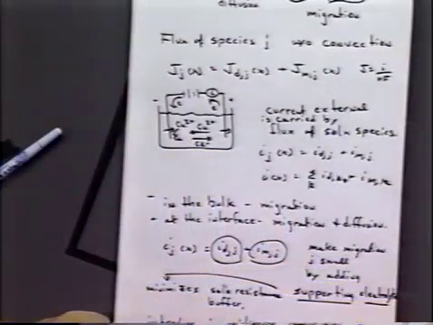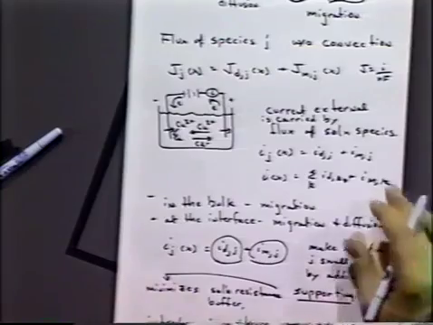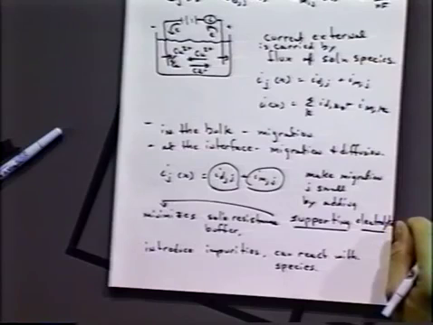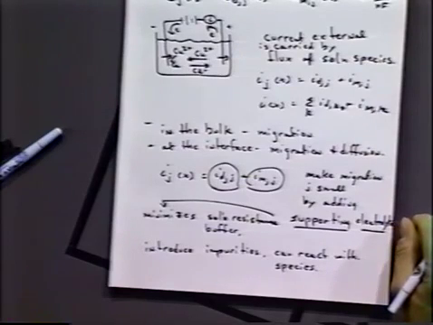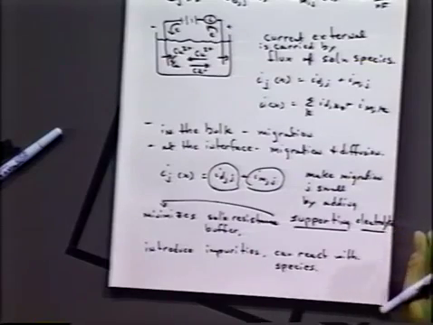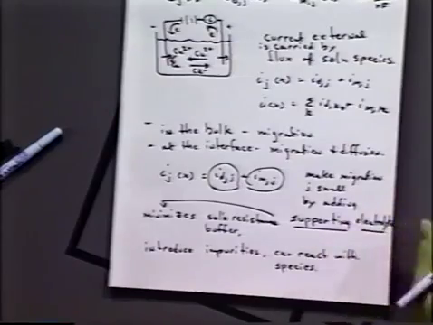It also can react with the species that you're interested in. So you have to be careful that whatever you add as an electrolyte does not undergo some reaction with your species. And likewise, the other thing is often you don't want to add something that can undergo electrolysis, because you may mask the electrolysis that you're interested in by the electrolysis of the supporting electrolyte.